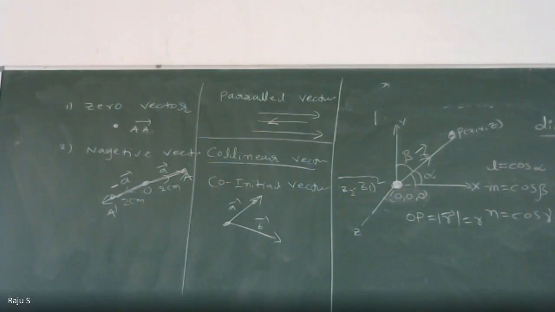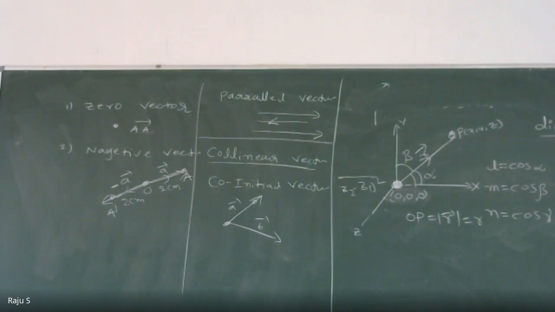Clear? Co-initial, co-terminal, coplanar. Okay, collinear. Collinear means it must be parallel. And what is the answer for the question number 4? First, you should observe the direction. Direction is very important.